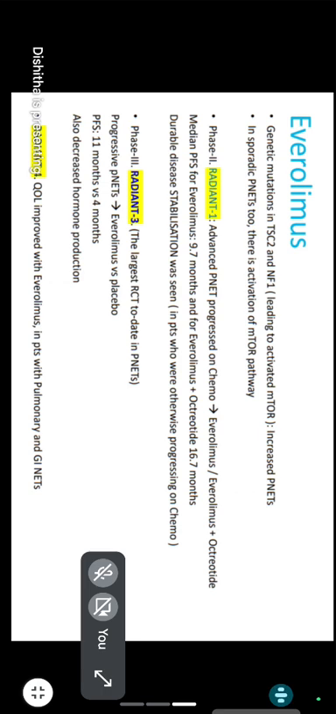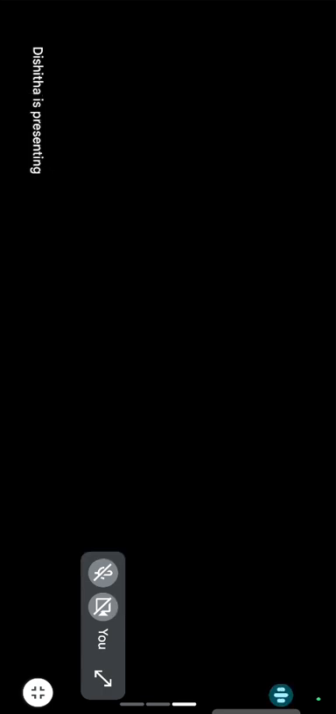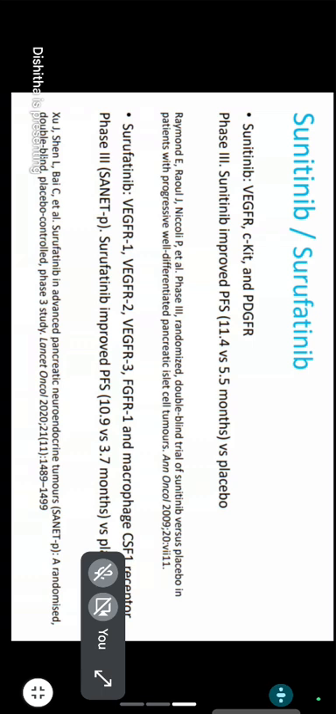Two more studies showed this. In RADIANT-1, advanced PNETs that progressed on chemo were randomized to receive everolimus or everolimus and octreotide. They found that the PFS was better in the everolimus plus octreotide group. RADIANT-3 is another study in progressive PNETs, which studied everolimus versus placebo. The other targeted therapies are sunitinib and sorafenib, which have been shown to improve the PFS.